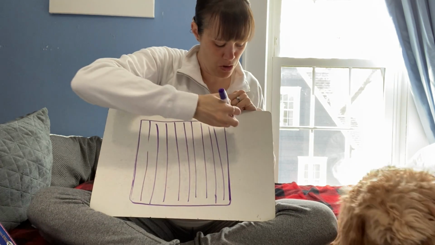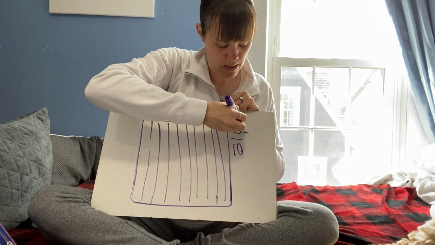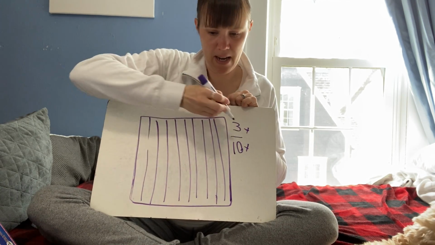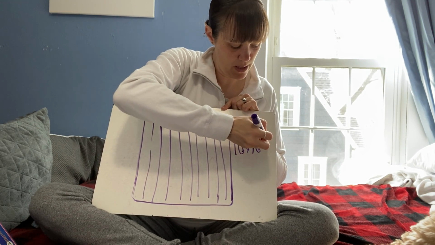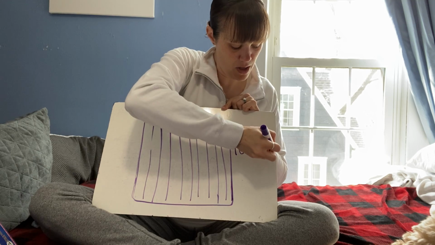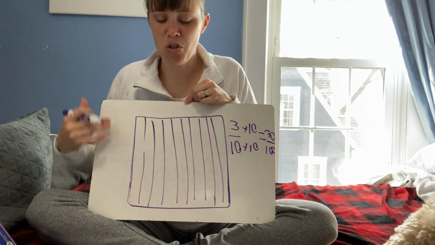Now, I already showed you, and you can write this on your problem set. It says times. Well, that's where you're going to write 10, okay? And then it says blank over 100. Well, 3 times 10 is 30. So now we're going to show that here.